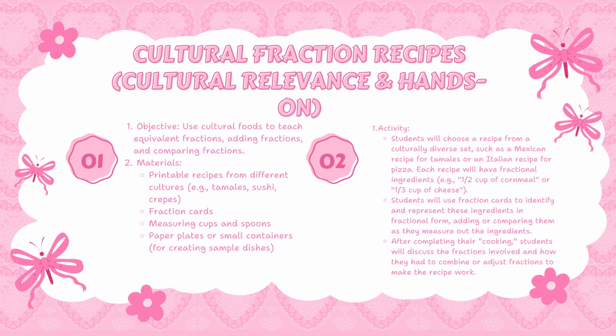For the activity, students would choose a recipe from the traditional, diverse set, such as a Mexican recipe for tamales or an Italian recipe for pizza. Each recipe will have fractional ingredients, such as 1/2 cup of cornmeal or 1/3 cup of cheese. Students will use fraction cards to identify and represent these ingredients in fractional form, adding or comparing them as they measure out the ingredients. After completing their cooking, students will discuss the fractions involved and how they had to combine or adjust fractions to make the recipe work.